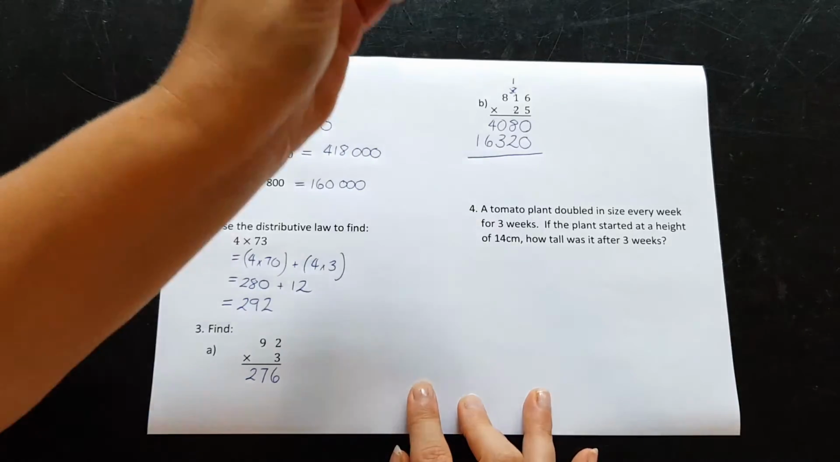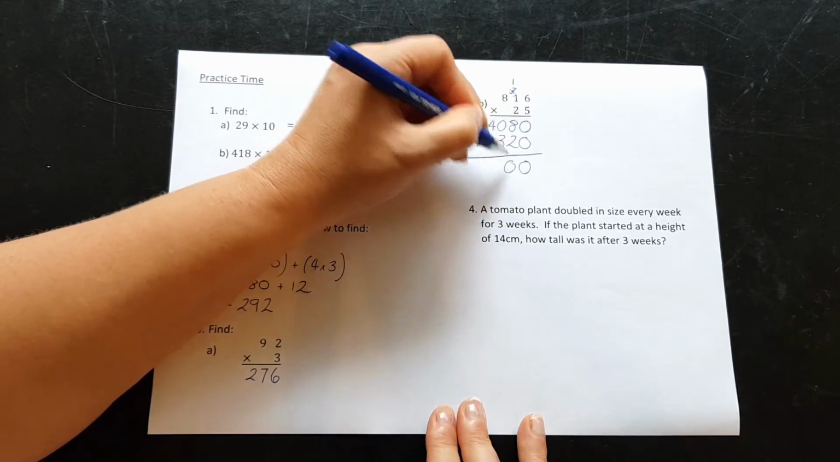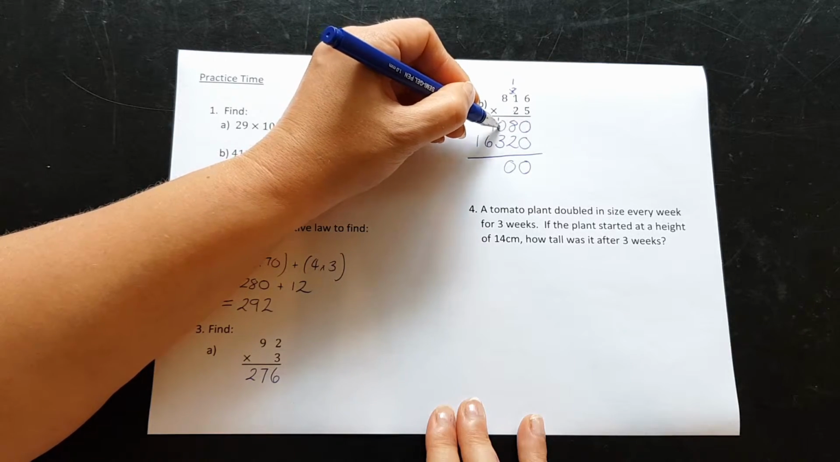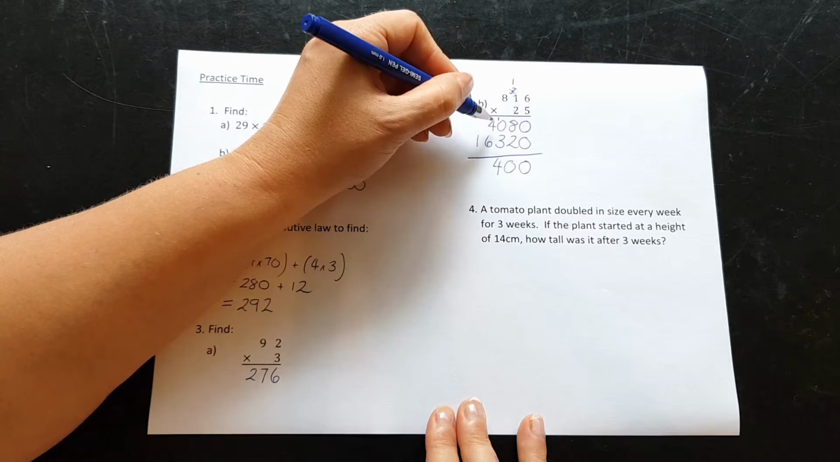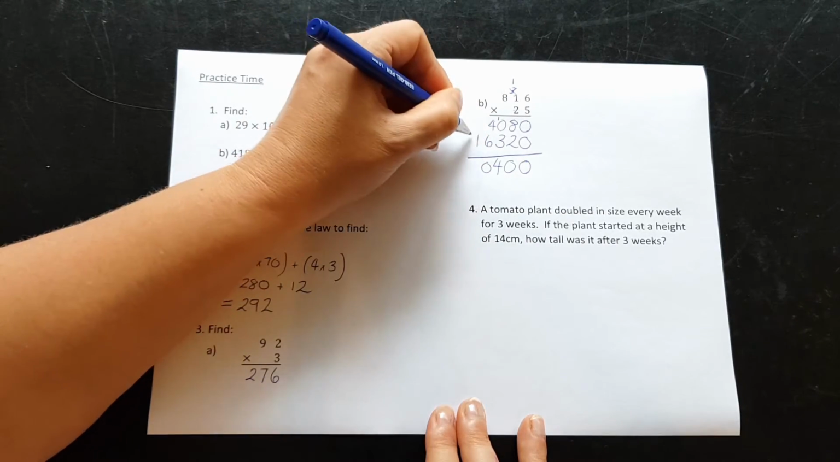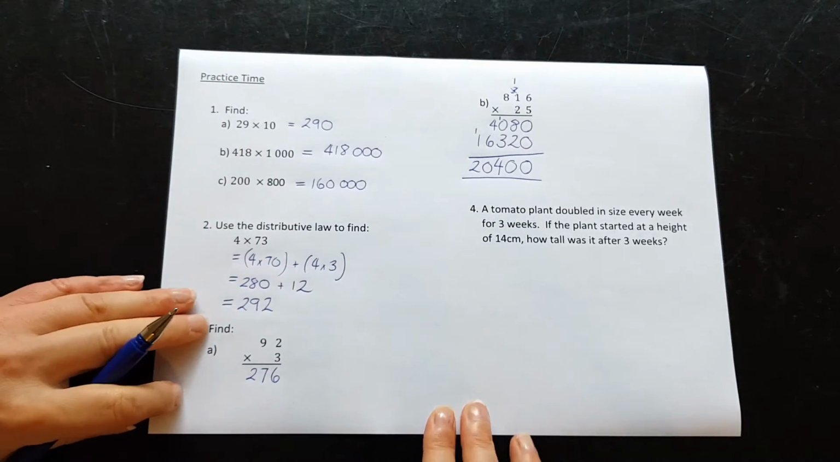Now we want to add those two numbers together. 0 plus 0 is 0. 8 plus 2 is 10. 1 plus 0 plus 3 is 4. 4 plus 6 is 10. 1 plus 1 is 2. So 20,400 is the answer.